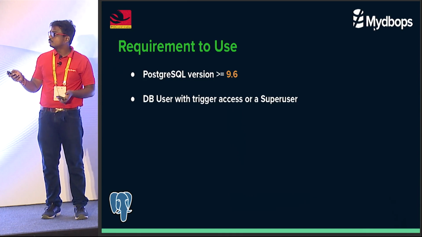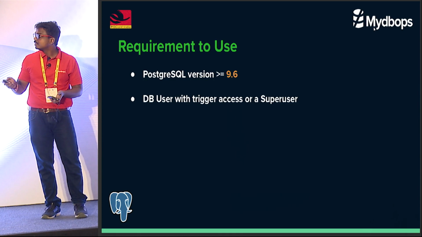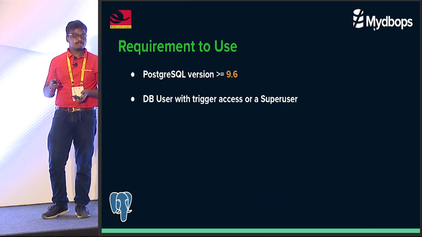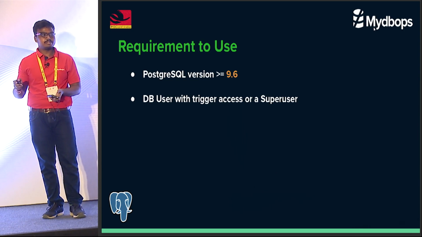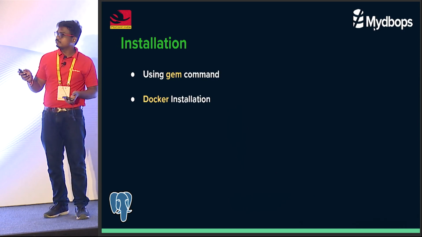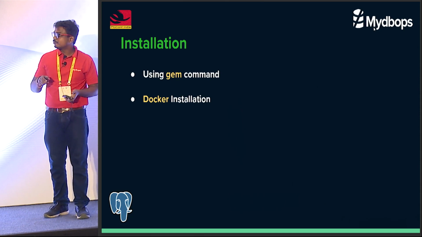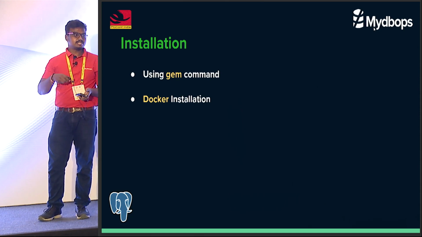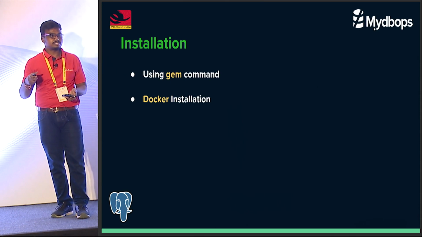To use this tool, your database version should be greater than 9.6. Also, your database user should have either trigger privilege or be a superuser. Then only you can perform the schema changes using this tool. It is very simple to install. It is completely written in Ruby. You don't need to install it on the database server. You can install it on some other VM as well if you are worried about resource usage.